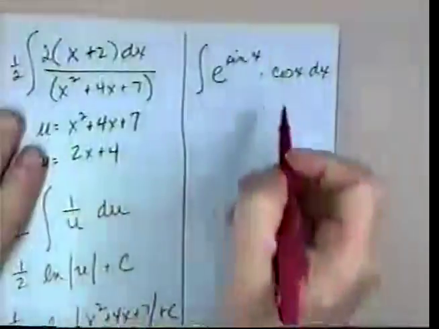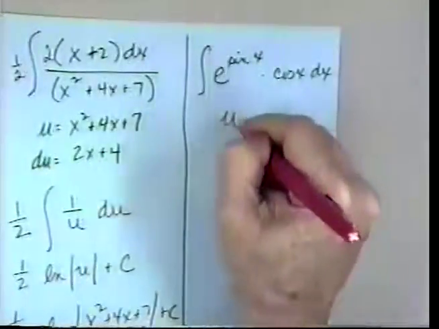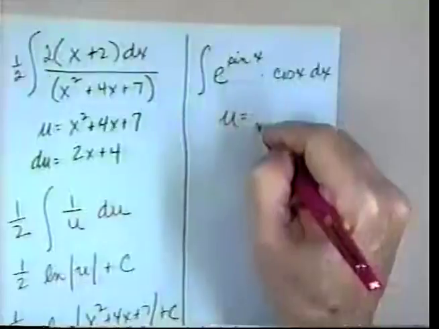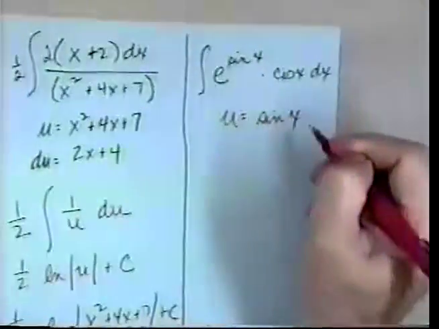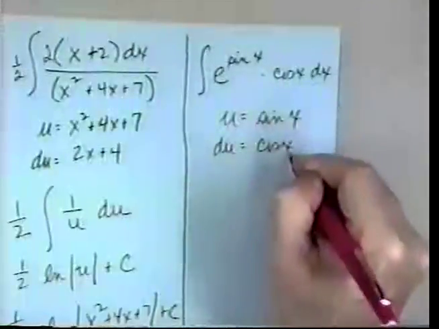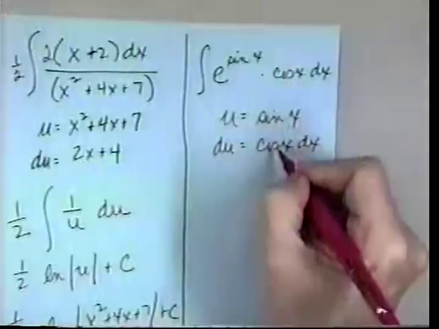Let me set this one up, and then we'll take a break, and we'll come back in about 15 minutes and finish working this one. u is going to be the sine of x. That means du is going to be the cosine of x dx. The derivative of the sine is the cosine.